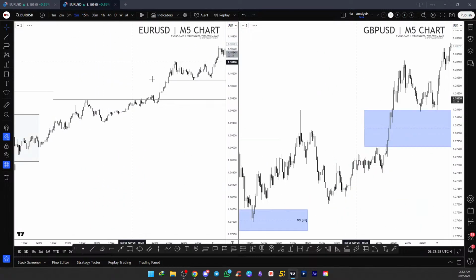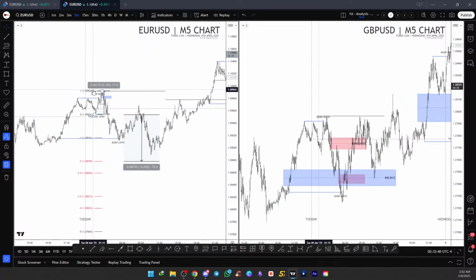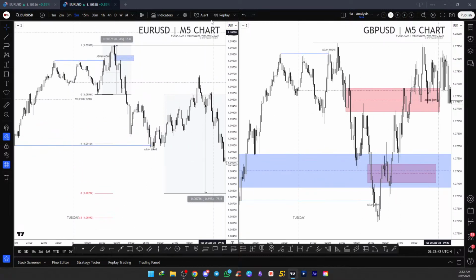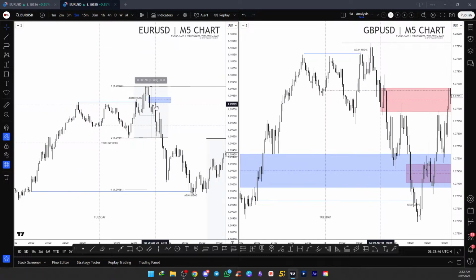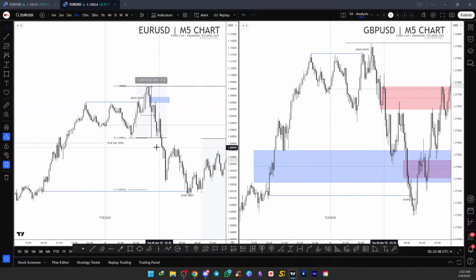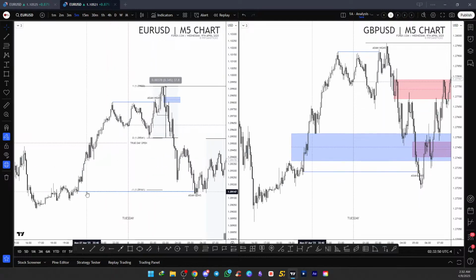For instance, yesterday we got a clear 2022 model. So we could have entered based on the 2022 model, and we could have targeted 2 hour or any other session liquidities that align in the direction of the trade. In this case, it was the Asian lows.